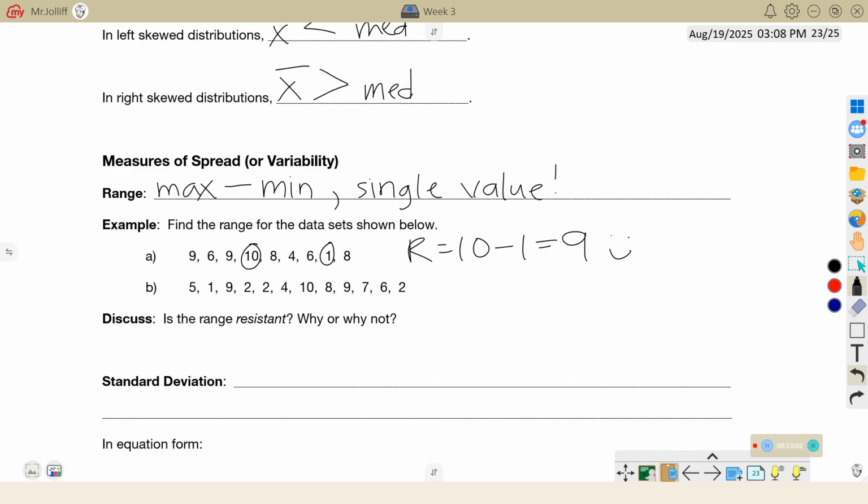Second one. Where is my min for B? 1. Where is my max for B? 10. My range is identical. Frowny face, we already know that those distributions are not identical. One is symmetric, one is skewed. So the range by itself gives us a little information about how wide I need my graphs to be, but that's about it. Because we already know those distributions look different in terms of their shape.